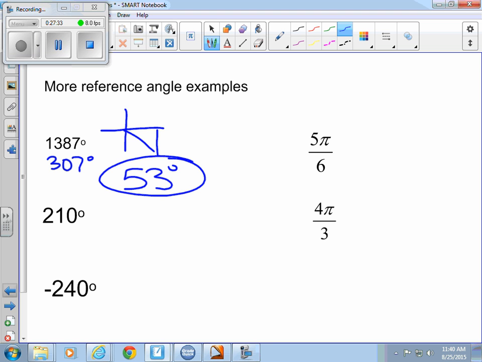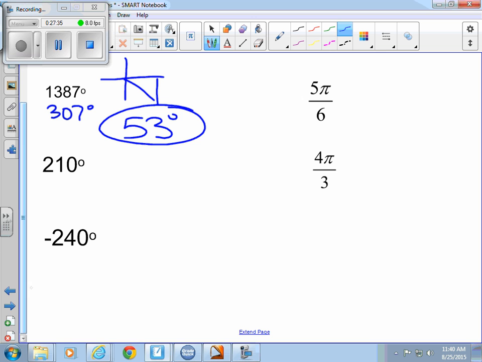Negative one first. Let's do the negative one first. What do I need to do first? And what is 240 plus 360? 120. So that's coterminal. Everyone know how I know that that's a quadrant 2, bigger than 90, less than 180. So how do I find a reference angle in quadrant 2? 180 minus 120, 60.